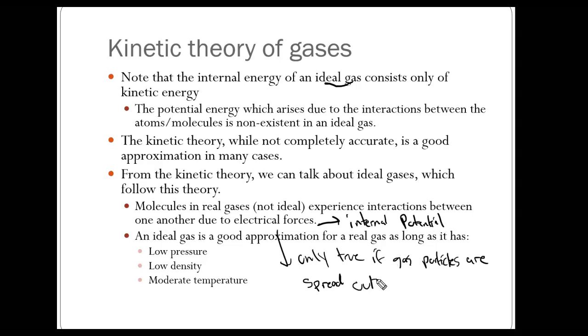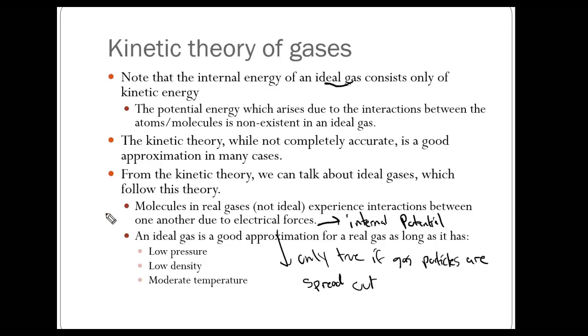So what does that mean if they're spread out? That means they're not very dense. That means there's not a lot of pressure. That typically means low to moderate temperature, because the faster they move, the closer they are together in general. And that typically also means relatively higher volume. So again, an ideal gas can be a good approximation for a real gas as long as it meets those criteria.